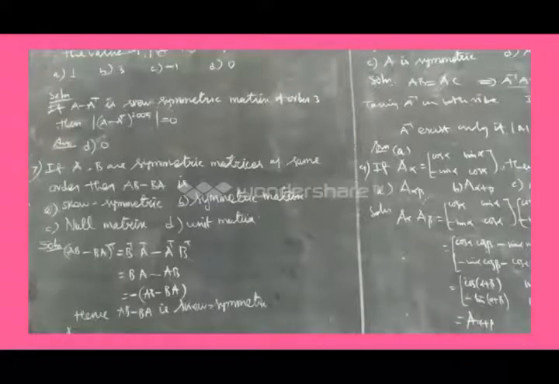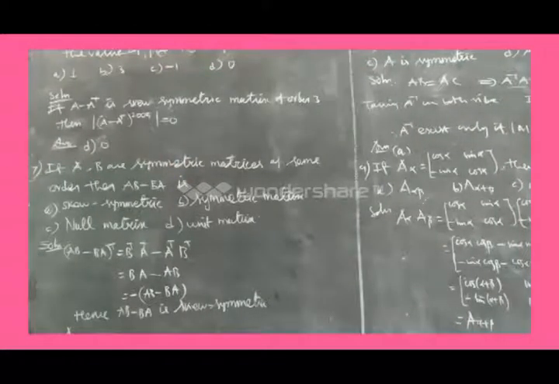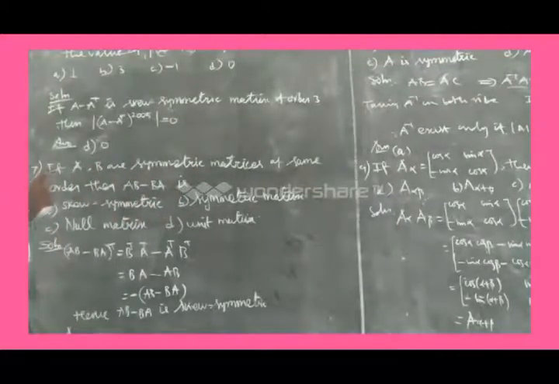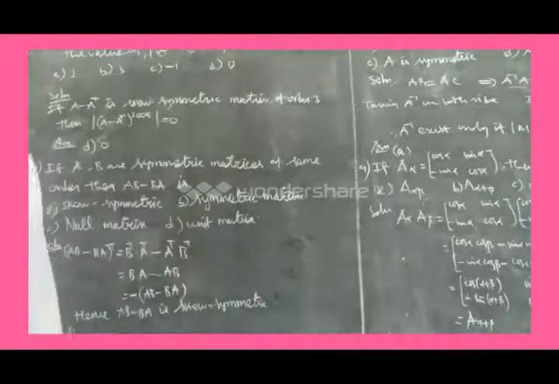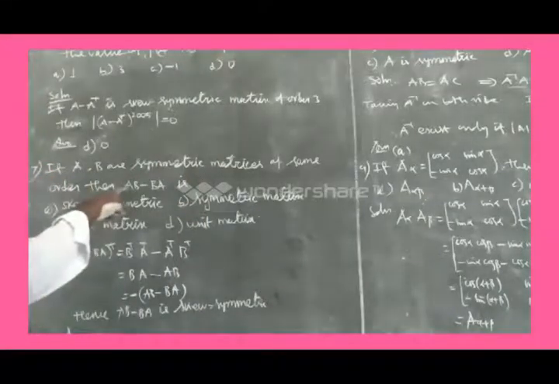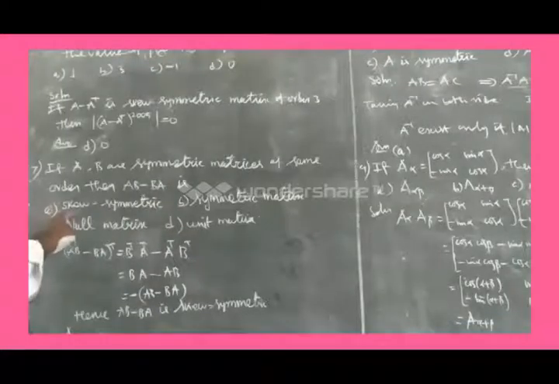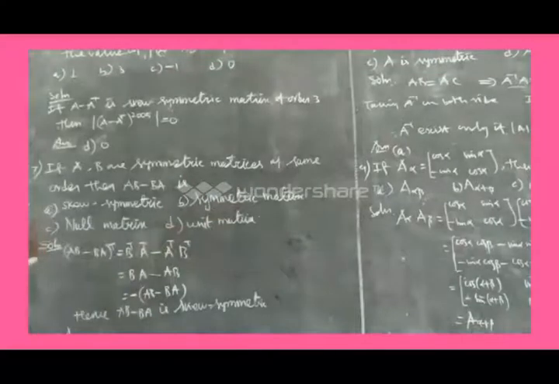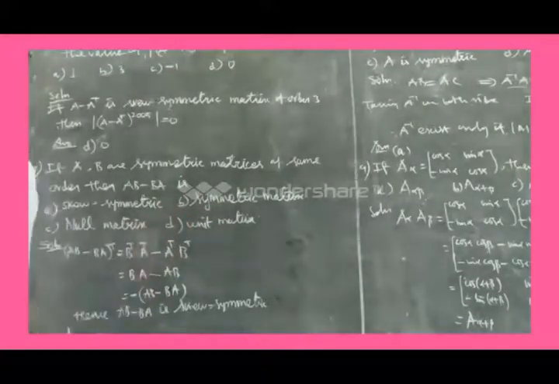Seventh one, right? If A and B are symmetric matrices of same order, then AB minus BA is. So the question: if A, B are symmetric matrices of same order, then AB minus BA is. First option skew symmetric, second option symmetric matrix, third option null matrix, option D unit matrix.